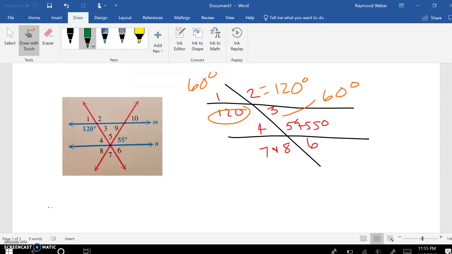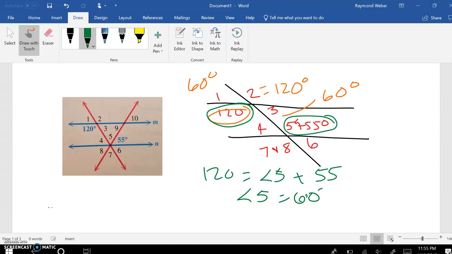Now from here, I'm going to use that alternate. I'm looking, do I want interior? Yes, I want alternate interior angles. So this one here and this one here are alternate interior angles. So 120 has to be angle 5 plus 55. So then I do 120 minus 55 gives me 65. So angle 5 is 65.